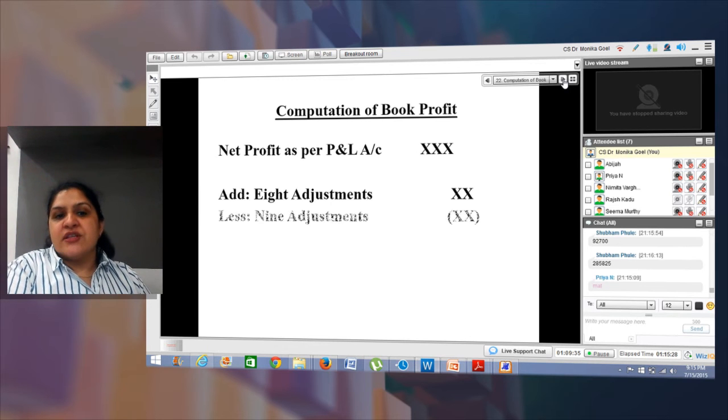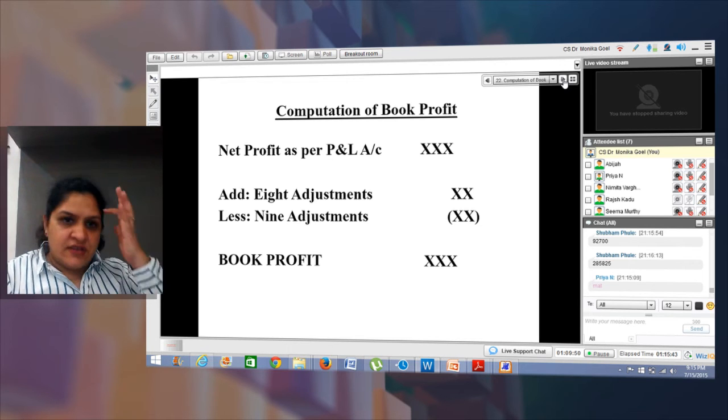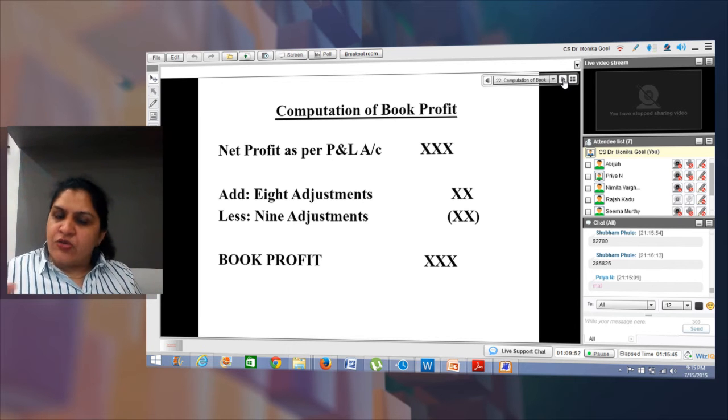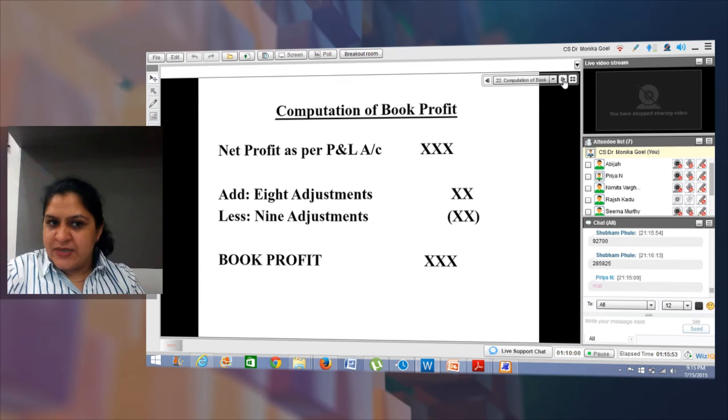Now the question is, how do we calculate this book profit? This is a very, very important computation, and this is the beauty of this particular provision: whatever has been given in the law, you just have to make those adjustments. Don't make any adjustments which are not given to you in these provisions, right?